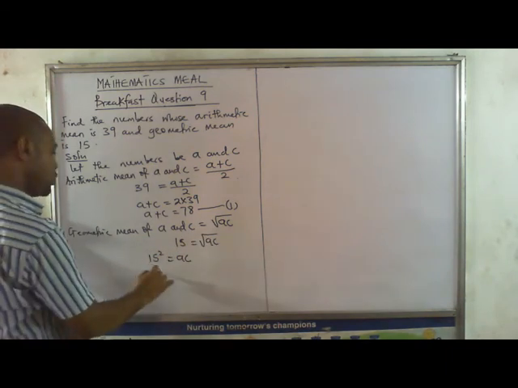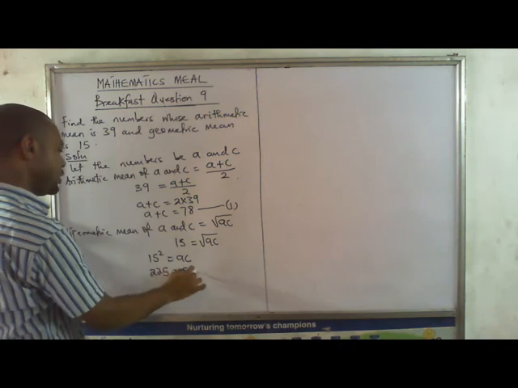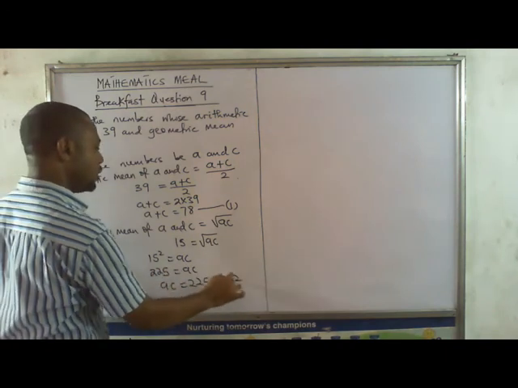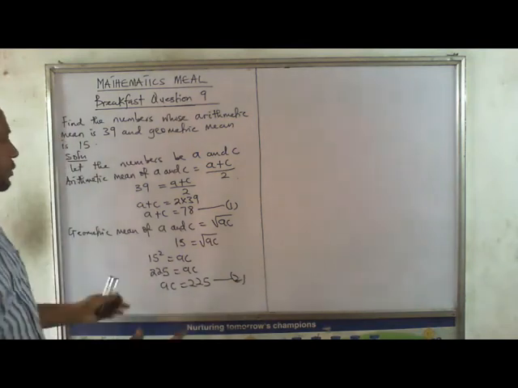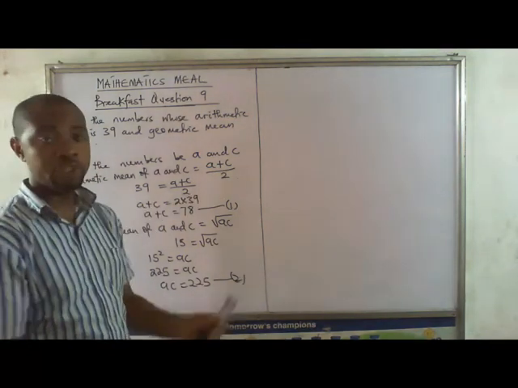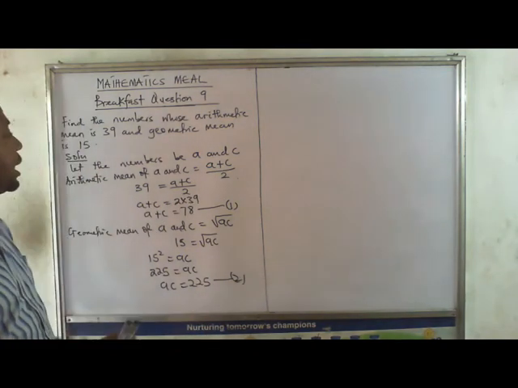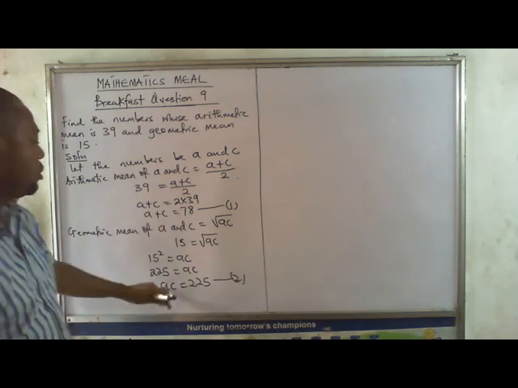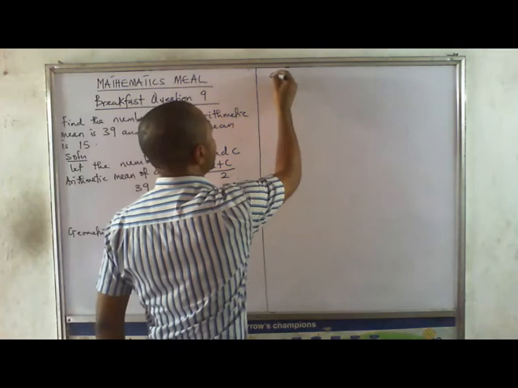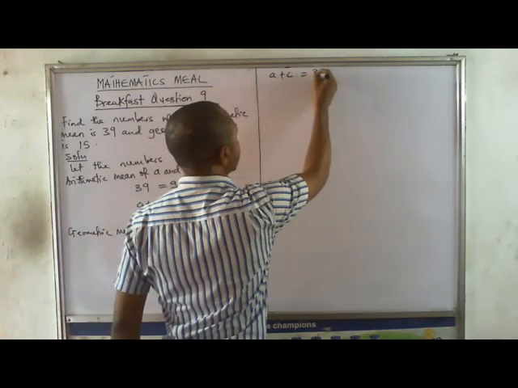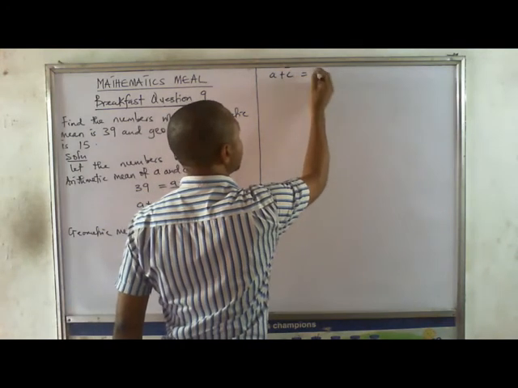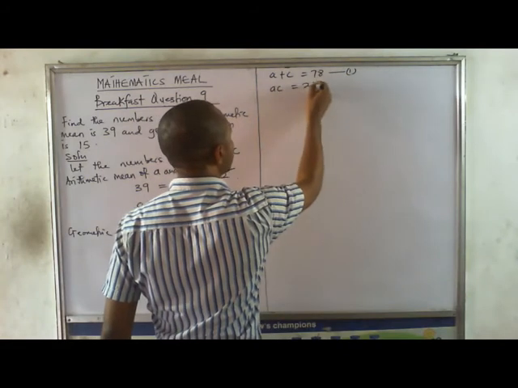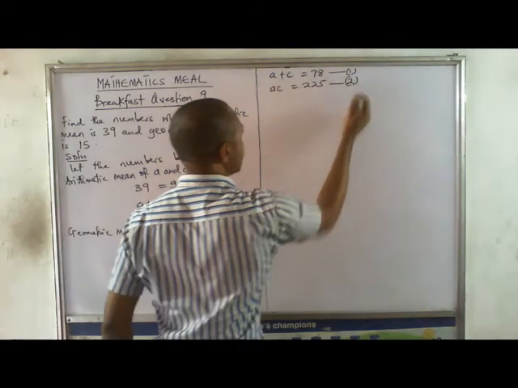So 15 squared is 225 equals AC. So AC is equal to 225. I'll call this equation 2. Now, I need to solve these two equations simultaneously in order to find my A and my C. So let's go. From equation 1 we have A plus C equals 78, that's my equation 1. Then AC is 225, that's my equation 2.